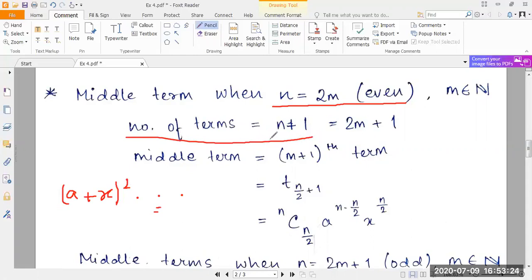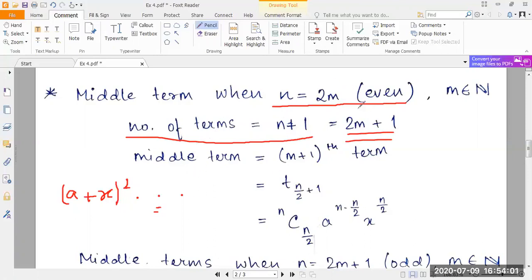This does not depend on whether n is even or not. Irrespective of whether n is even or not, whatever be the exponent of the binomial expression, the number of terms on the right hand side will be 1 plus that exponent. So the number of terms in the binomial expansion of (a plus x) whole to the power n, where n is an even integer, will be n plus 1. And since n is an even number and we have replaced n equal to 2m, we have n plus 1 equal to 2m plus 1, which is the number of terms in the right hand side binomial expansion.